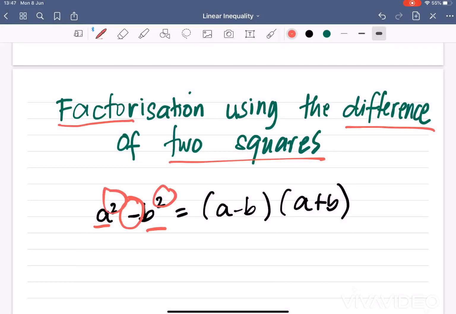So this method that we'll be studying today is only applicable if we have two terms being expressed in squared, and the operation between them is minus. If we have this, then a squared minus b squared is equal to a minus b times a plus b.